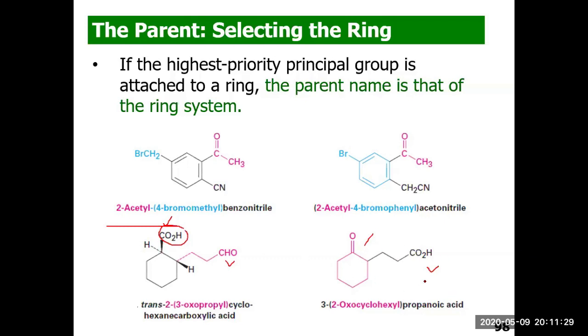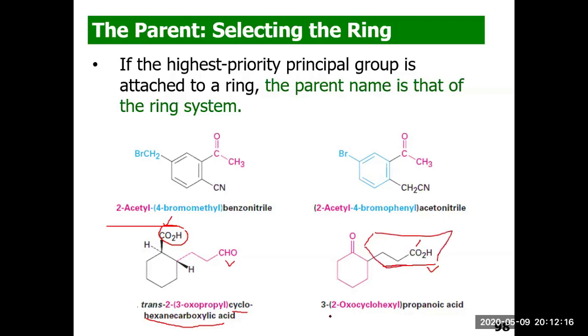But in this molecule, the carboxylic acid is part of the open chain. Now, how do we give a name for this? For this molecule, the full name is trans-2,3-oxopropyl cyclohexane carboxylic acid. So the parent is cyclohexane carboxylic acid because the carboxylic acid group is directly connected to the ring. But in this case, the parent is not the ring, but it is the open chain.